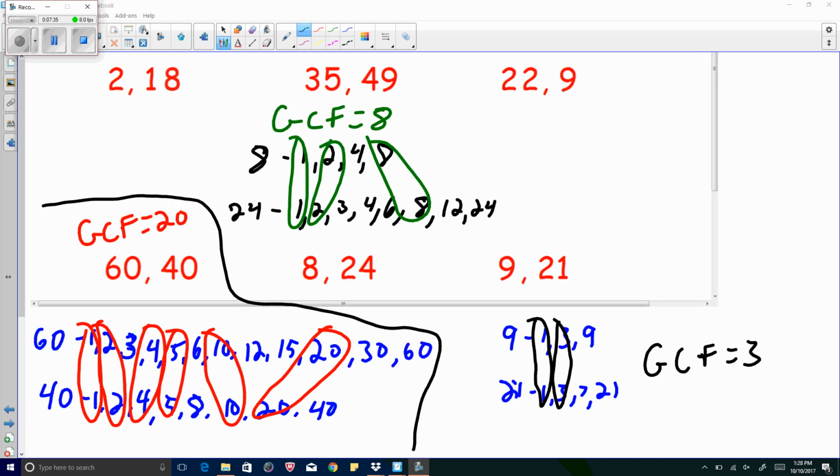All right, and here we have the bottom 3 problems, and it's a little messy, I apologize. 60 has quite a few factors, but the greatest common factor of 60 and 40 is 20. The greatest common factor of 8 and 24 is 8, and the greatest common factor of 9 and 21 is 3. So if you're missing one of those, or in the previous 3 problems, you might want to go back, check your lists, compare them to the list I have up here, and see what you've missed. Okay?